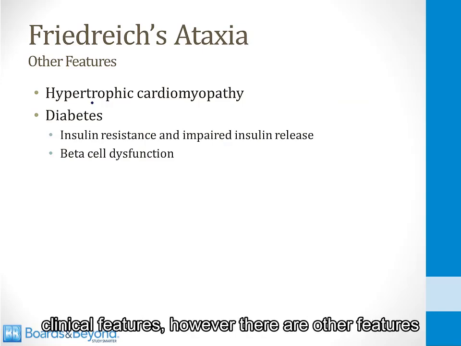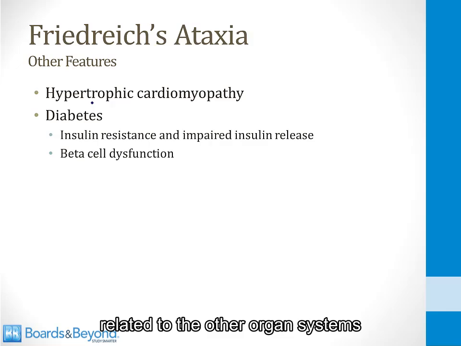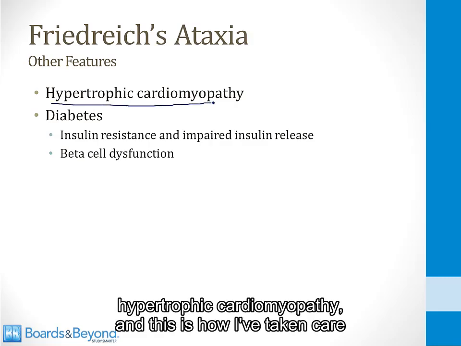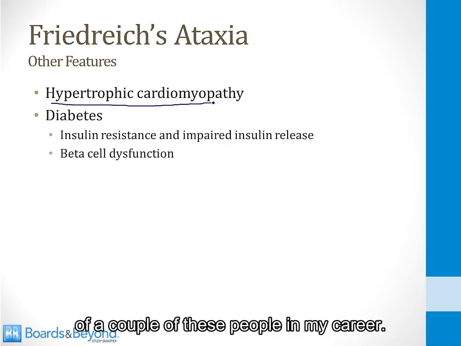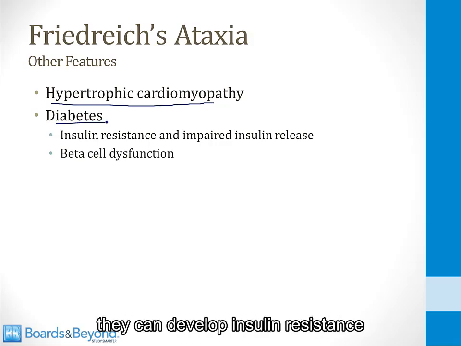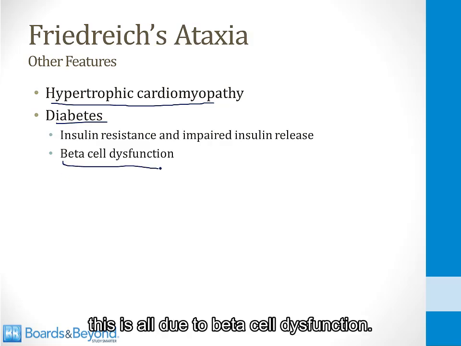However, there are other features related to the other organ systems where the frataxin gene is important. One of these is the heart. People with Friedreich's ataxia can develop hypertrophic cardiomyopathy, and I've taken care of a couple of these people in my career. In addition, they often develop diabetes. They can develop insulin resistance and impaired insulin release. This is all due to beta cell dysfunction.